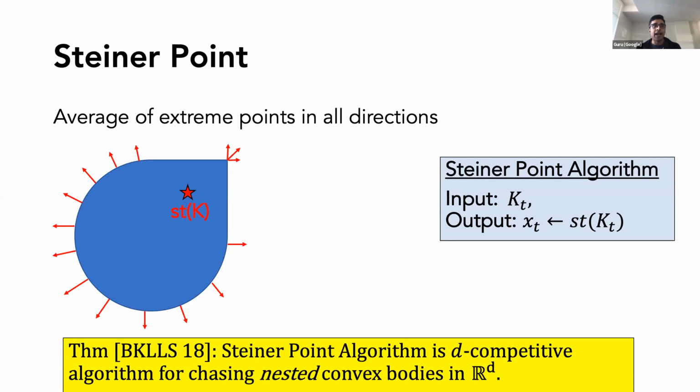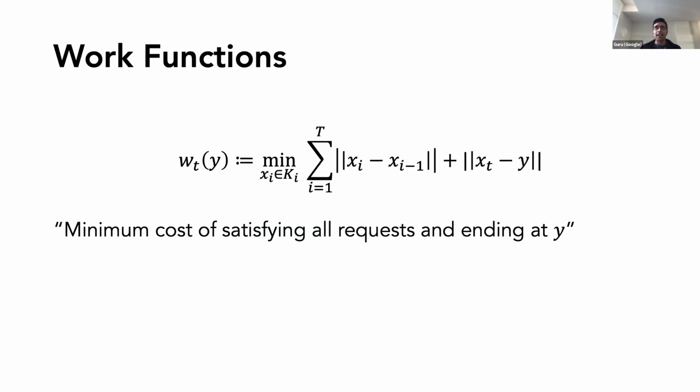Okay, and to do that, I'll need to introduce another idea. This was the other part of the title, which is work functions. So work functions are a somewhat natural concept. They say, given a point y, what's the minimum cost of satisfying all the requests and ending up at y? Okay.